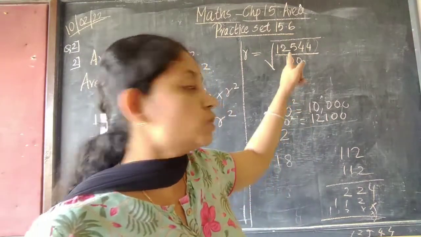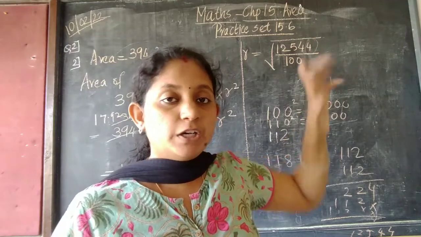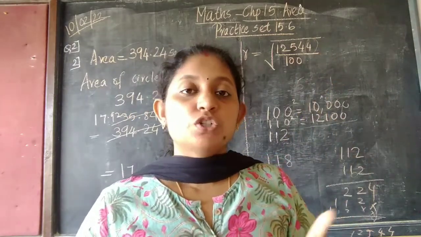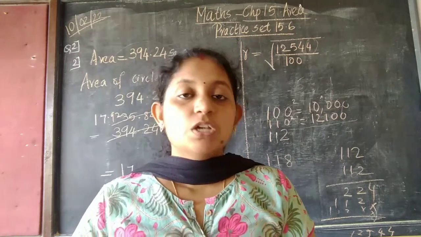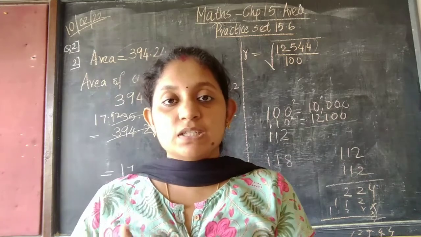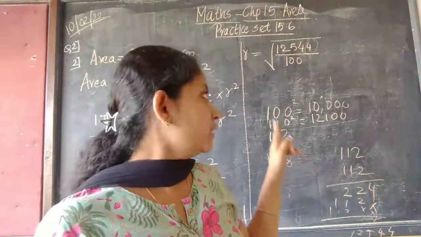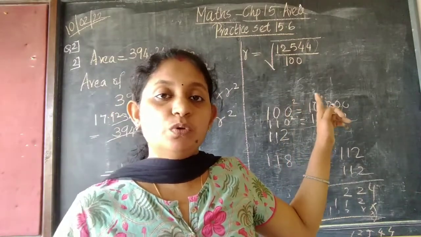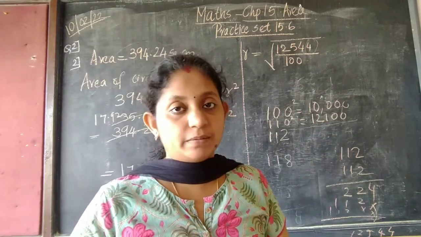Then what we did, we saw the last digit is 4. Now from 1 to 10 everyone knows the squares, right? So in which number's square do we get last digit 4? 2 2s are 4, and one more number is 8, 8 8s are 64. So the last digit is 4, so for that number the last digit will be either 2 or 8. Okay, that much we know, and it will be more than 100.